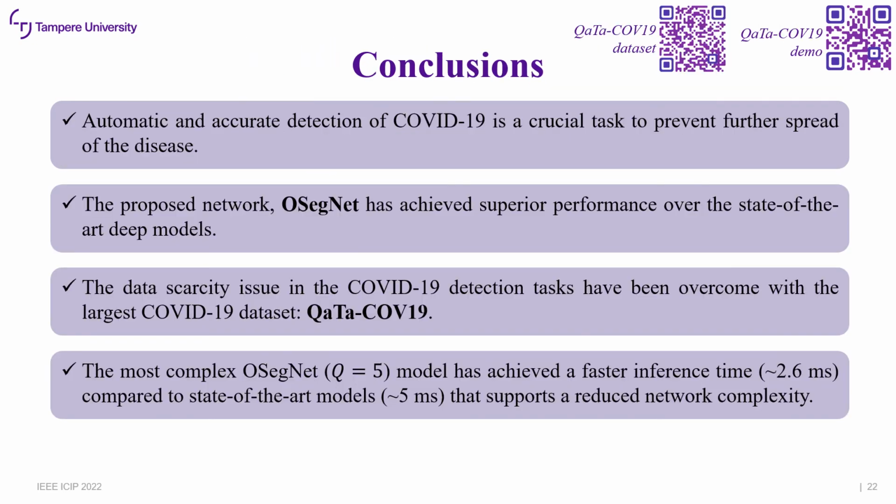In conclusion, automatic and accurate detection of COVID-19 is a crucial task to prevent further spread of the disease. In this study, we propose the OSegNet model, and it has achieved superior performance compared to state-of-the-art deep networks. We have also overcome the data scarcity issue by proposing the largest dataset, CATACOV-19. We have shown that the most complex OSegNet model, when Q is set to 5, has achieved a faster inference time compared to state-of-the-art models, and it supports reduced network complexity. You can also scan the QR codes to access our dataset or demo.